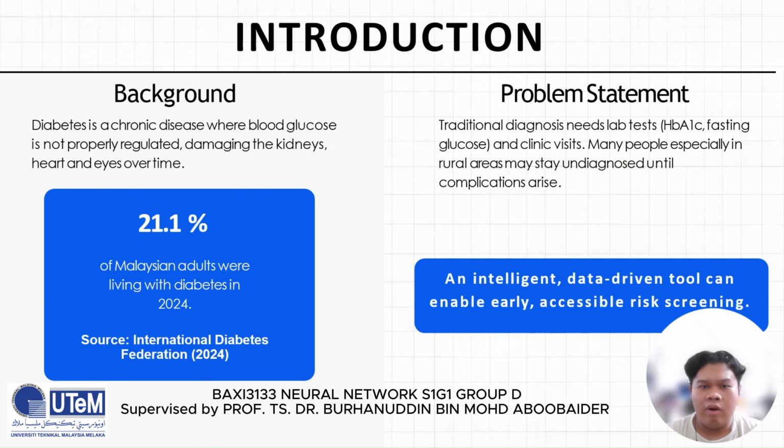This brings us to our core problem statement. The traditional method of diagnosing diabetes relies heavily on clinical visits and laboratory tests such as HbA1c or fasting glucose tests. Because of this barrier, many individuals, especially those in rural or underserved areas, remain undiagnosed until serious complications have already occurred. Therefore, there is a crucial need for an intelligent, data-driven tool that can enable early and accessible risk screening for everyone, bridging the gap between delayed diagnosis and early intervention.